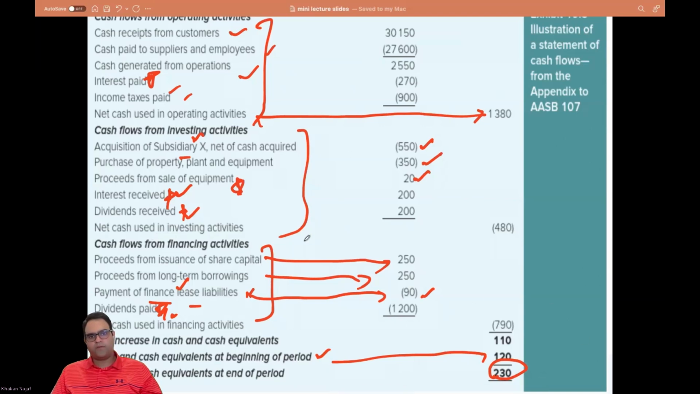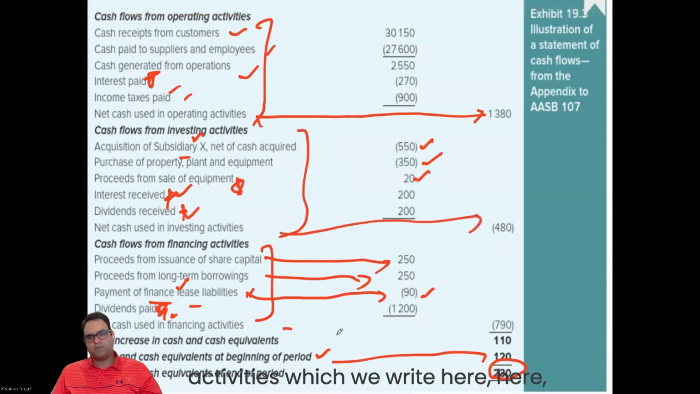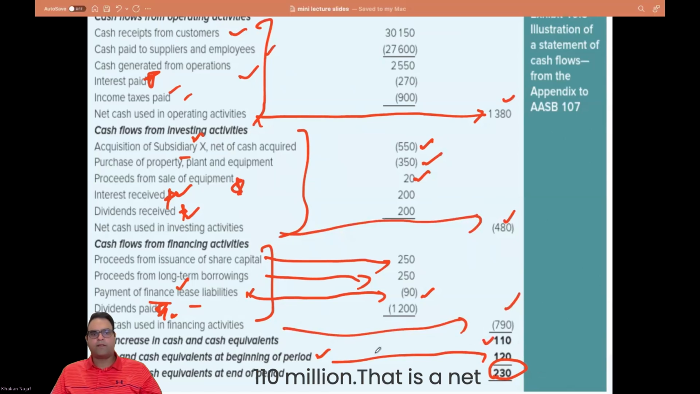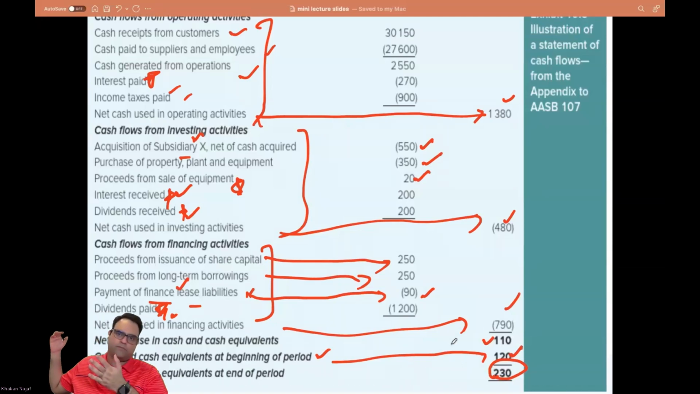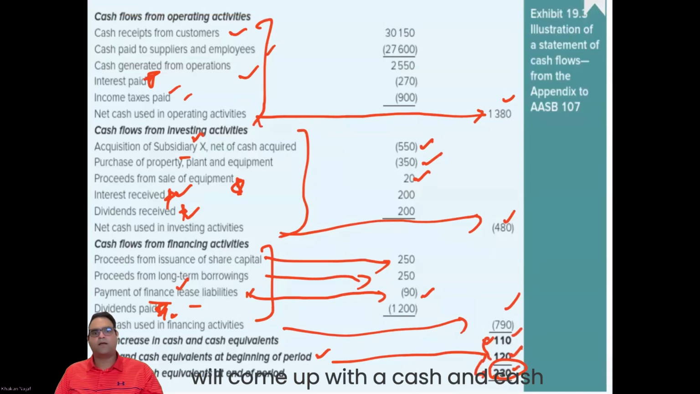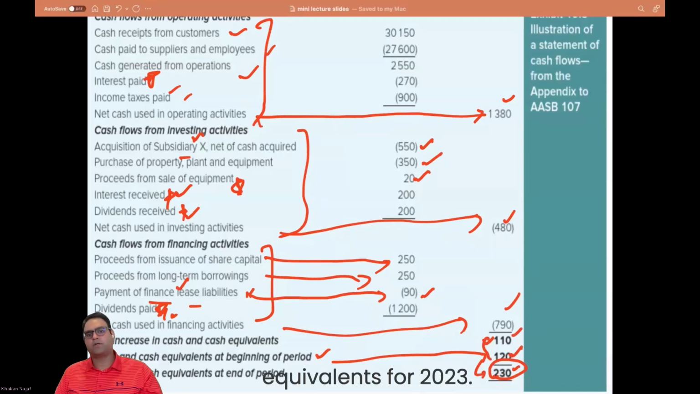So we sum all the sums from each activity, which we write here. The total net cash we receive is 110 million. That is a net increase in cash and cash equivalents. That's a cash inflow. Then what we do is write down the opening cash balance. That is the cash balance from, for example, 2023, so we write the 2022 closing cash balance in the cash flow statement. After we have the net cash, we write down last year's cash, we sum these two, and we will come up with the cash and cash equivalents for 2023.